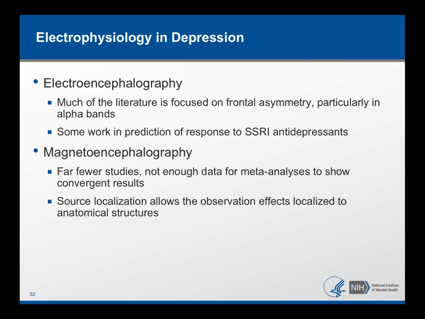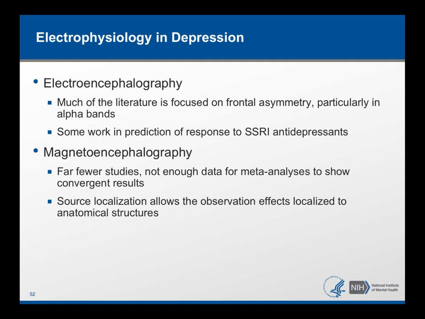In EEG, most of the literature is focused on frontal asymmetry, particularly in the alpha band. That's just looking at the alpha power on the right-hand side of the brain versus the alpha power on the left-hand side of the brain, and that's been found to be different in depression. There's also been some work in prediction of response to SSRIs, looking at the response in the EEG 1 week after someone has begun treatment and being able to predict if the drug is going to be effective 6 weeks down the line when the full response is evident.